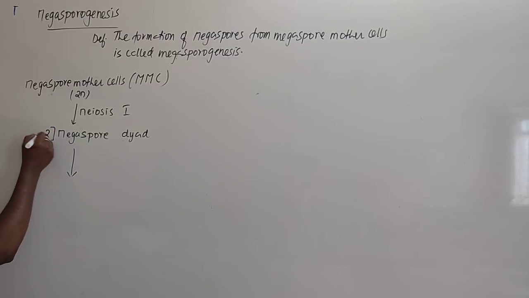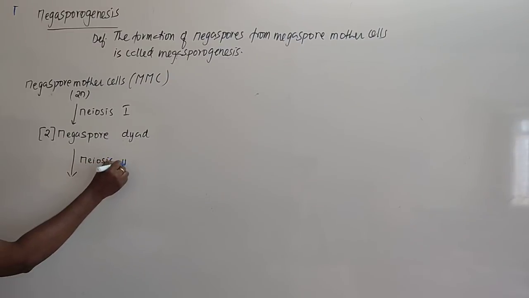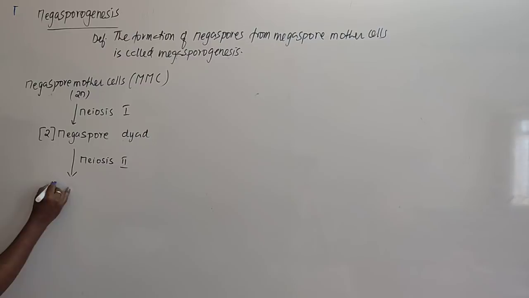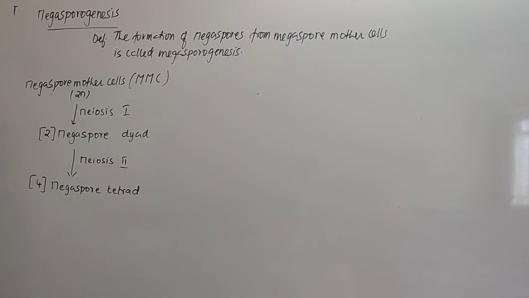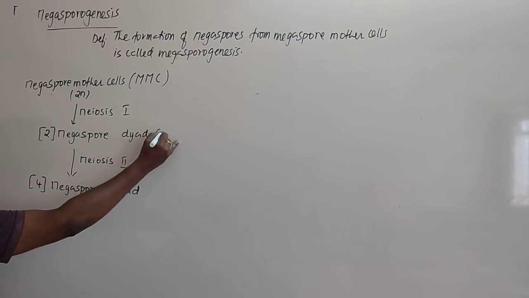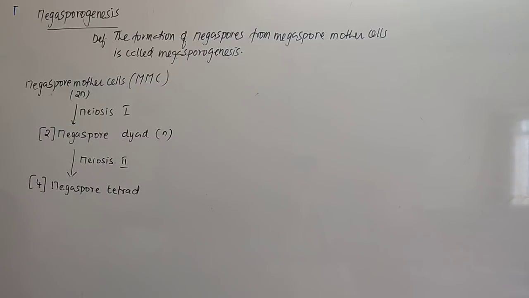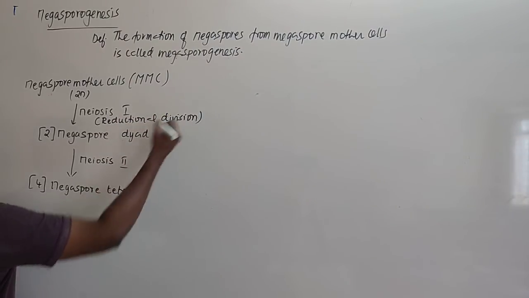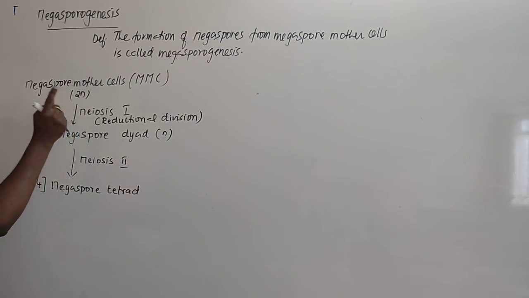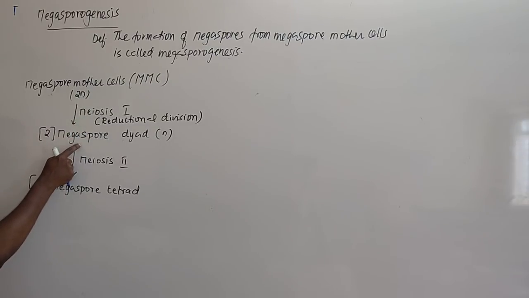So there will be two in number. Each one undergoes one more meiosis, and that results in the formation of a megaspore tetrad, which consists of four cells in total. The megaspores are haploid because they have undergone meiosis I, and we know meiosis I itself is a reductional division. The megaspore mother cell undergoes the reductional division and results in the megaspore dyad, which is already haploid, and they again undergo meiosis II and result in the megaspore tetrad. These are also haploid in condition.